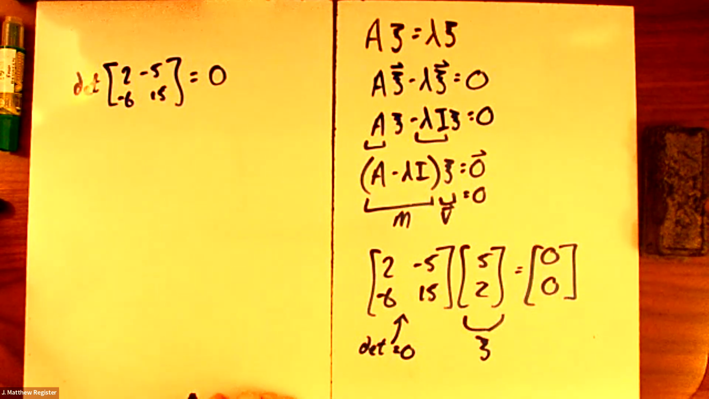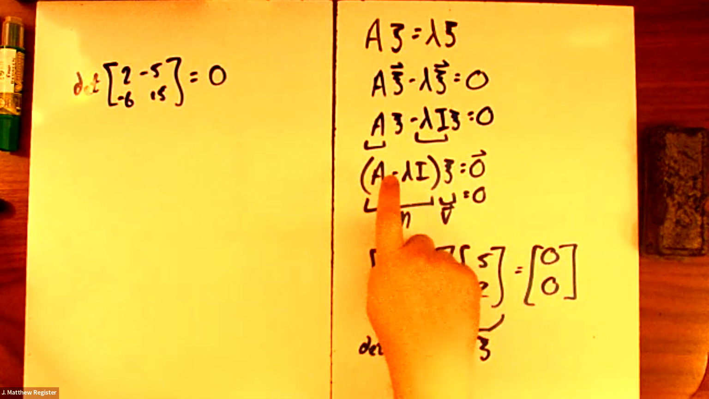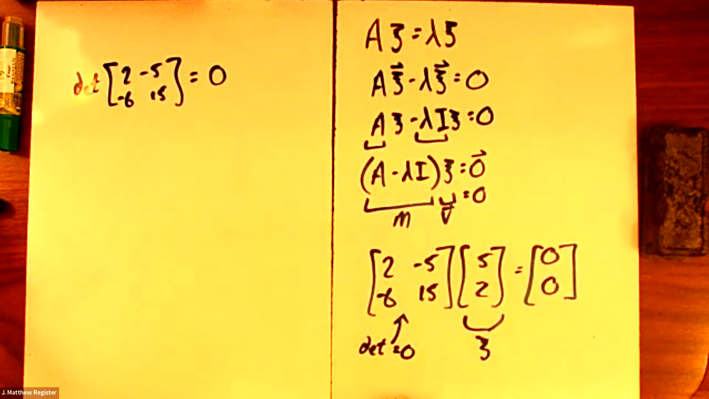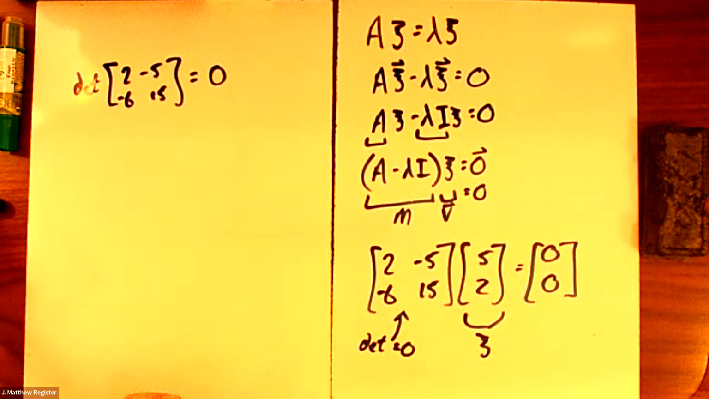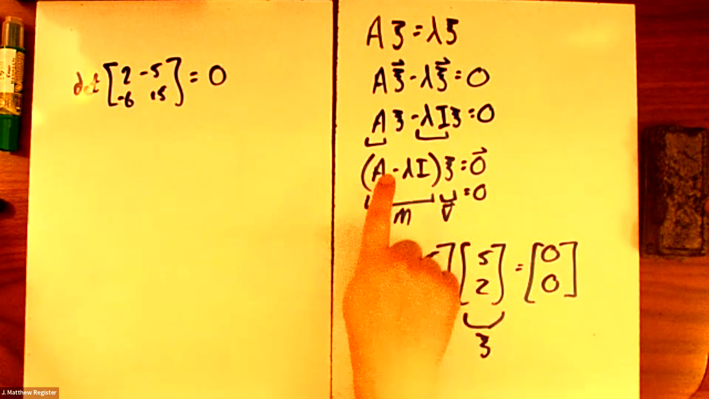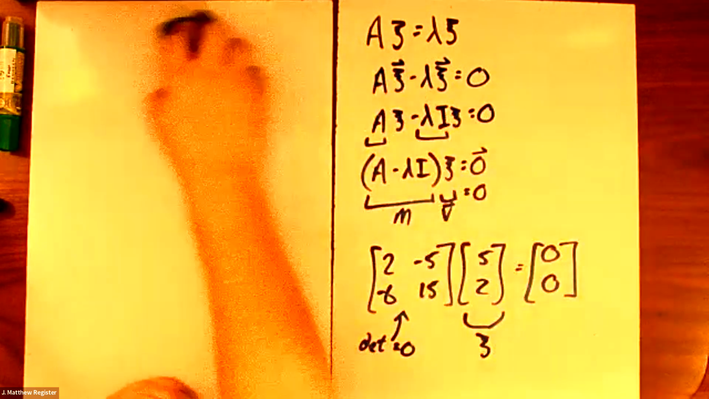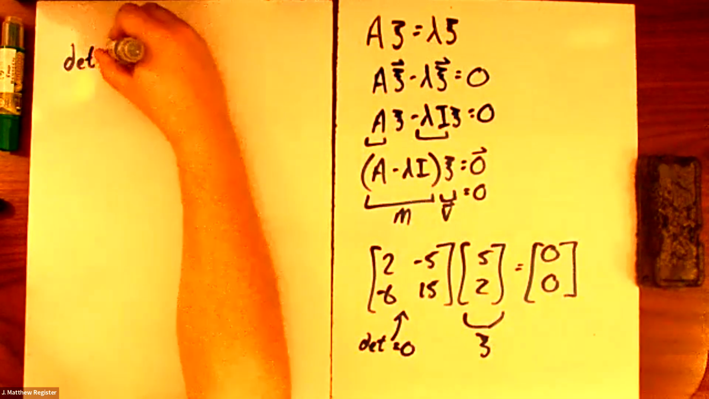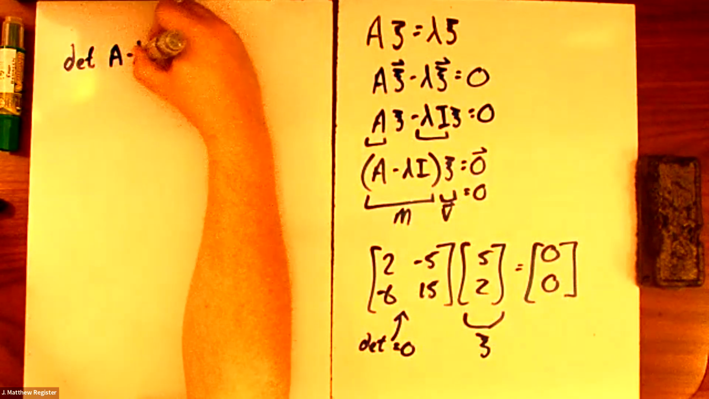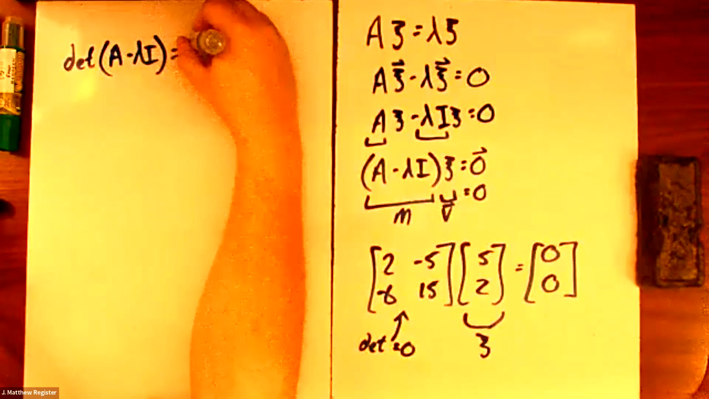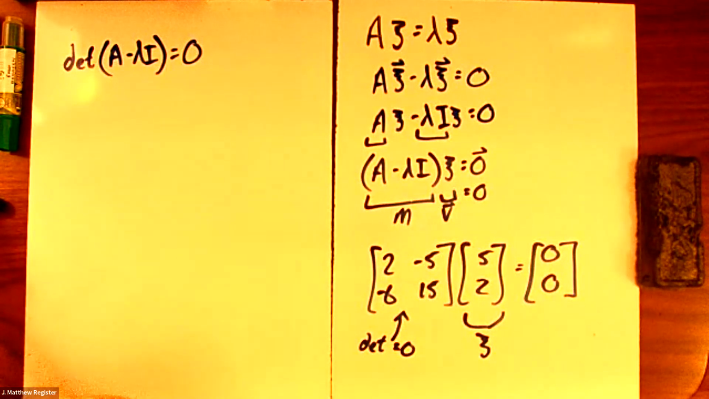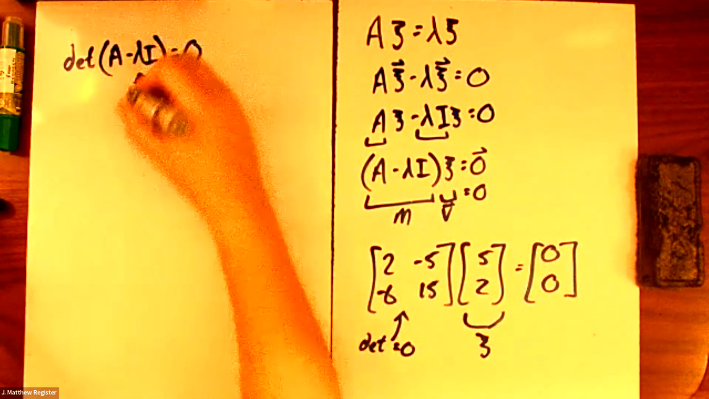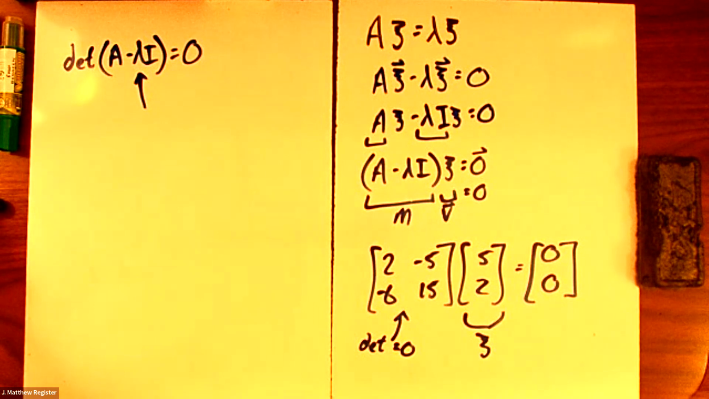Our goal is to find a matrix which has a determinant equal to 0. And we can do that. Looking at this, if we set the determinant of A minus lambda I equal to 0, then we can solve for this eigenvalue. And once we find the eigenvalue, we can plug it in and figure out what the eigenvector is.